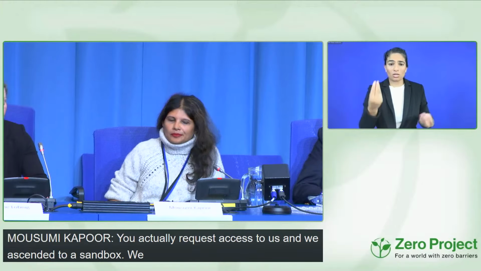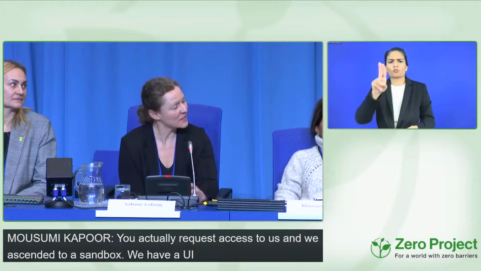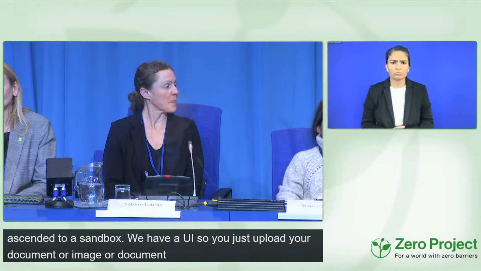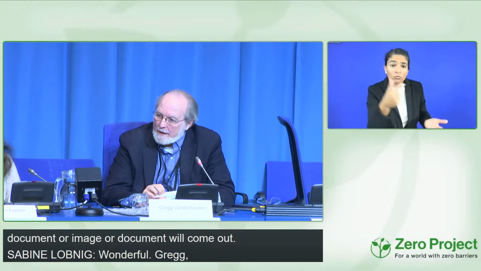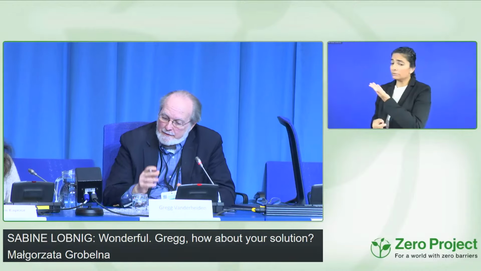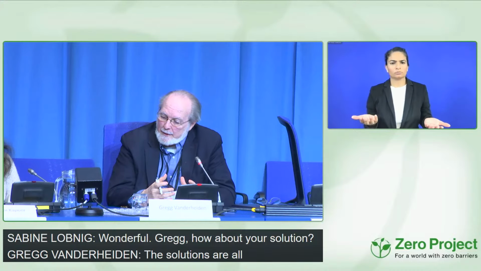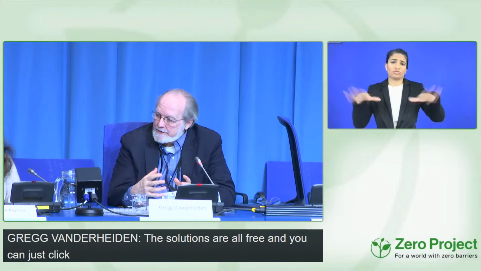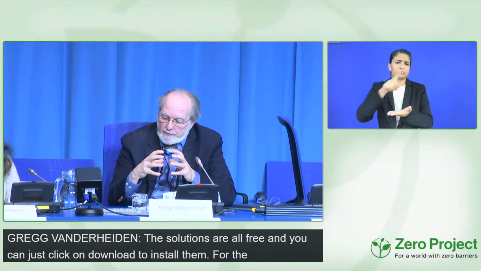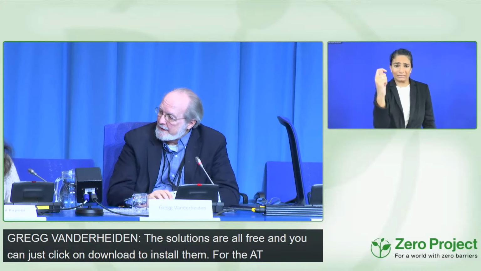Okay, wonderful, great. And Greg, how about your solution? The solutions are all free, and you can get them at morphic.org, and they're right there. You just click and you can download them and install them. For the AT on demand, contact us because we would work with whichever organization is setting it up to give them the package with all the install groups and work with them to set that up.